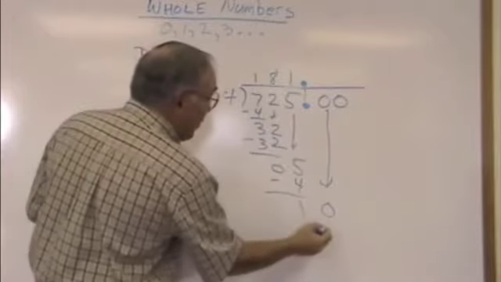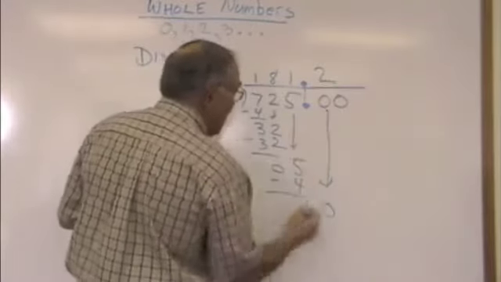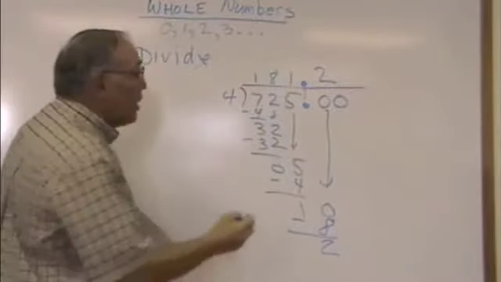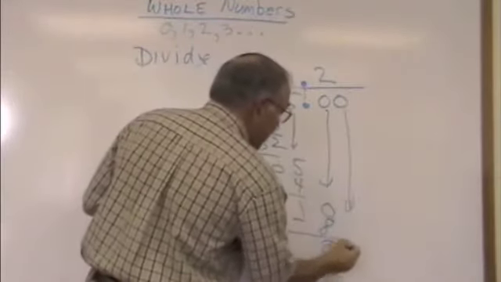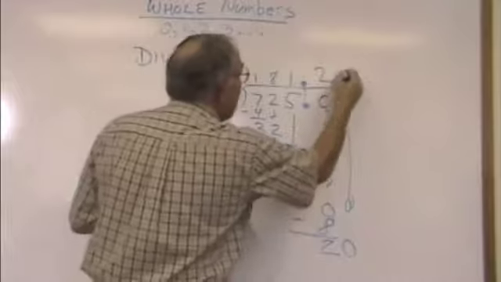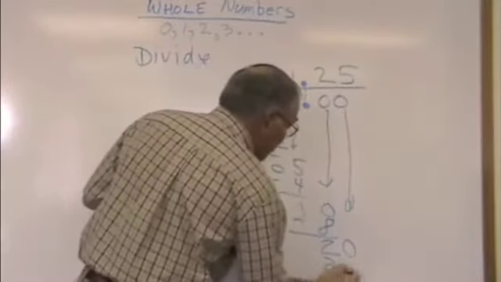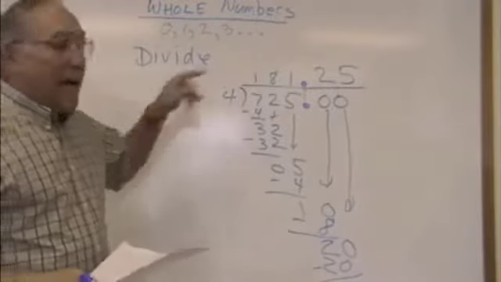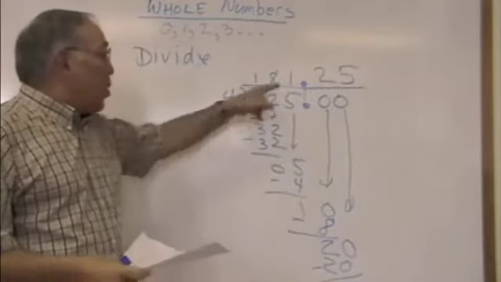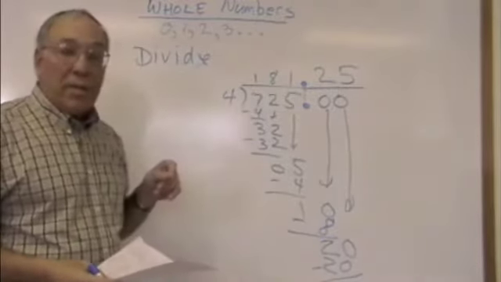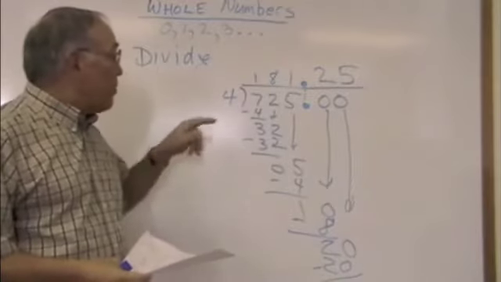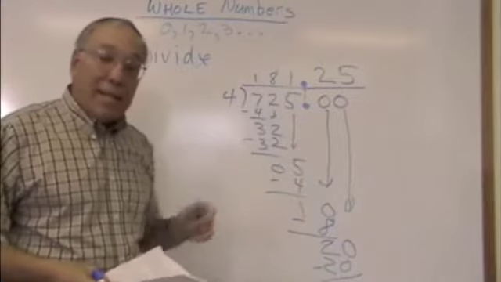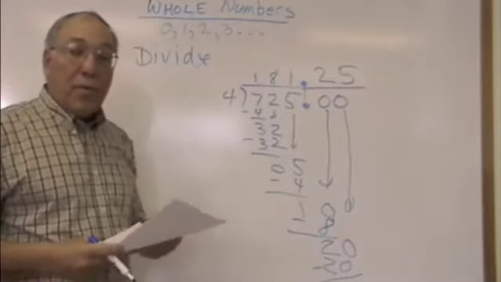How many times does 4 go into 10? Twice. 2 4s are 8. We subtract. We still have a remainder of 2, so I'm going to bring down this other 0. 4 goes into 20 exactly 5 times. 5 4s is 20. Now there's no remainder, and that last dollar that I had left over was broken up into a quarter for each person, 25 cents for each person. So each person would get $181.25. That's another thing you can do with your remainder.